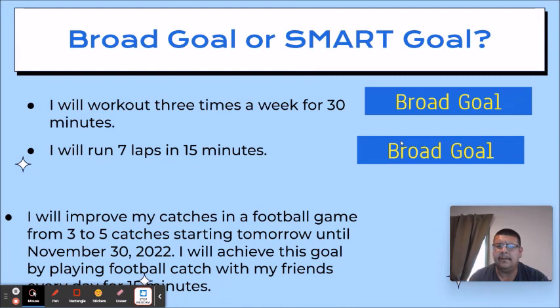The time bound, however, is the start date and the end date. The start date is starting tomorrow, and the end date will be November 30th, 2022. And then attainable. This goal is attainable to me because I know that I can achieve this goal by playing football catch with my friends every day for 15 minutes. And it's realistic to me too. I know that I can improve from 3 to 5 catches starting tomorrow all the way to November 30th. So this is a SMART goal.